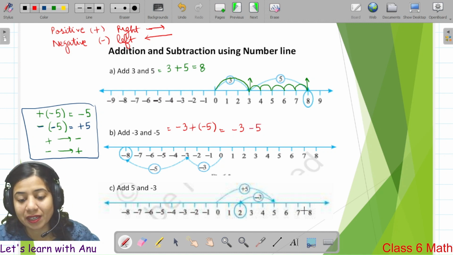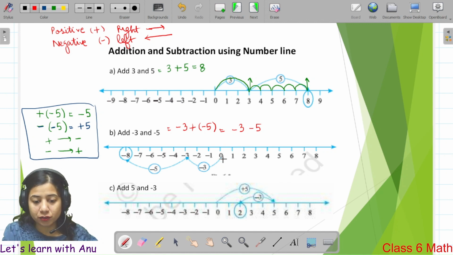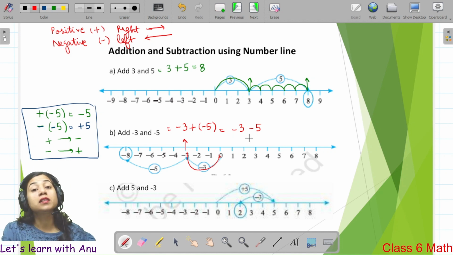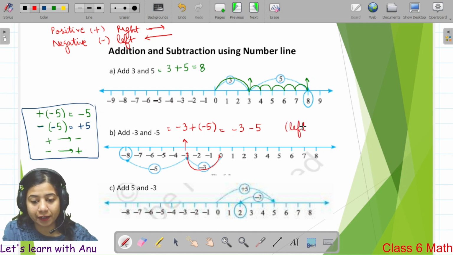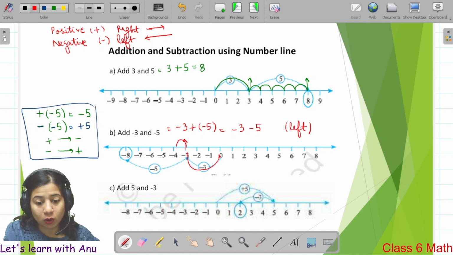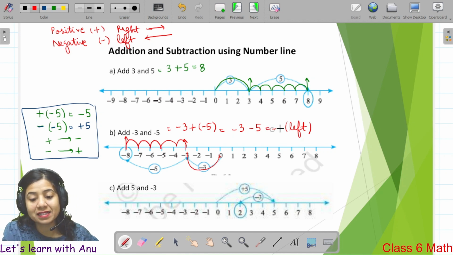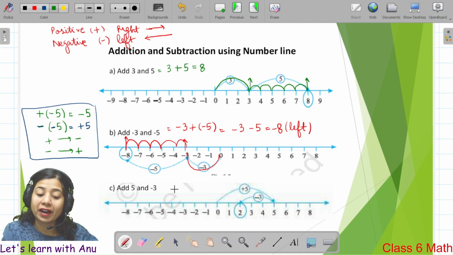Let's solve it using number line. So first number is minus 3. I'll go from 0 to minus 3. So this is my first number. Then it is minus 5. So minus 5 means we're going to move in left direction. How many steps? 5 steps. Let's do it together. 1, 2, 3, 4 and 5. So answer comes out to be minus 8. Quite easy. Then moving to the third part, it's add 5 and minus 3.